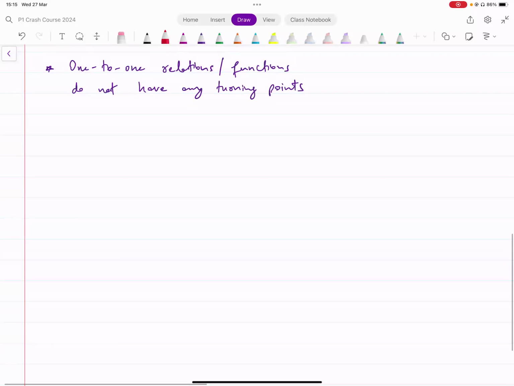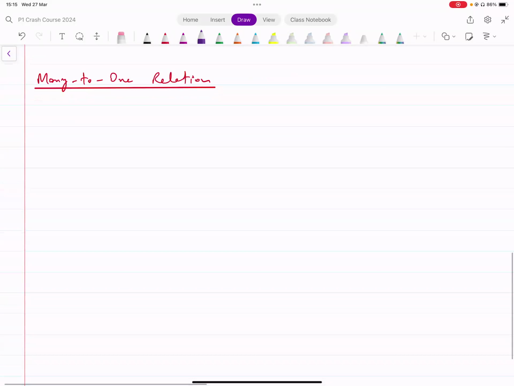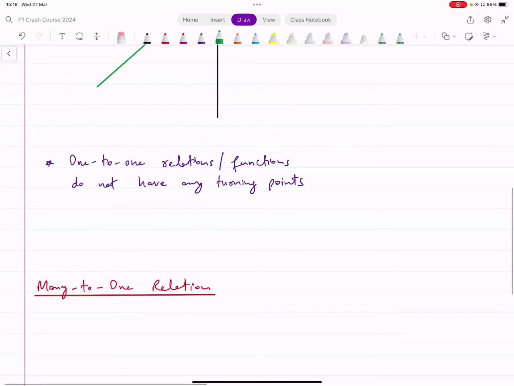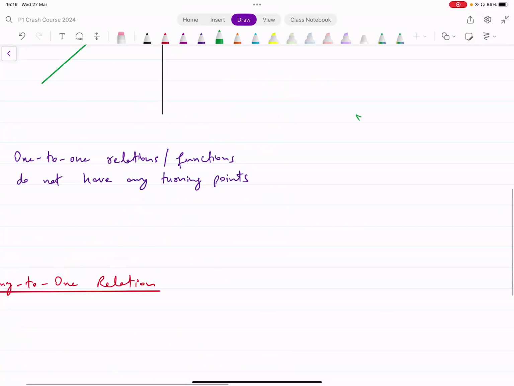The next type of relation that you have is many-to-one relation. And you will see in many-to-one relations, you will have turning points. Let's take an example of a many-to-one relation now. One-to-one relations, by the way, this is one example. Let me actually write down some examples of this as well.